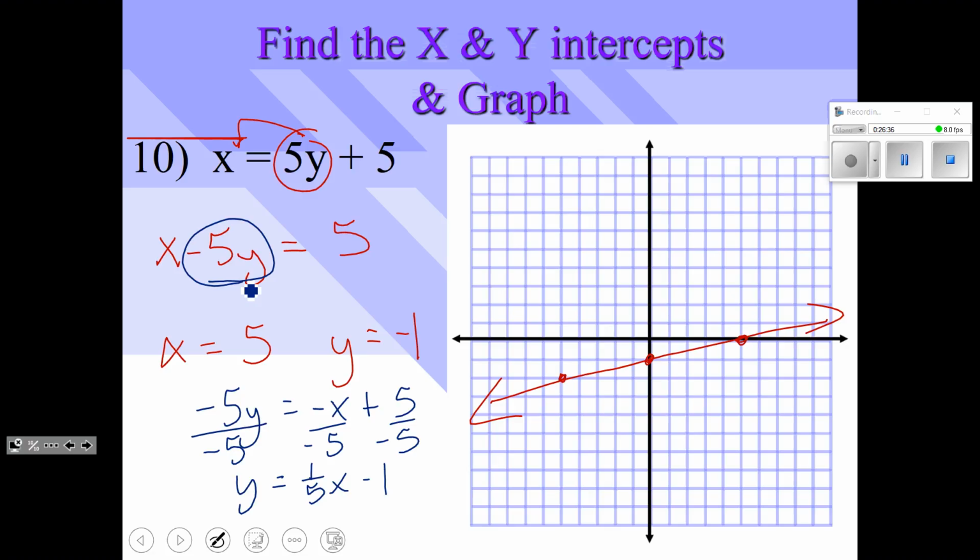The second way I did it, I moved the 5 over here, I moved the x over there, and then I divided by negative 5, so you ended up with positive 1/5 x minus 1. So you go down 1. From here, you're going to rise up 1 and over 5, or down 1 and left 5. It's still the same line. Okay?